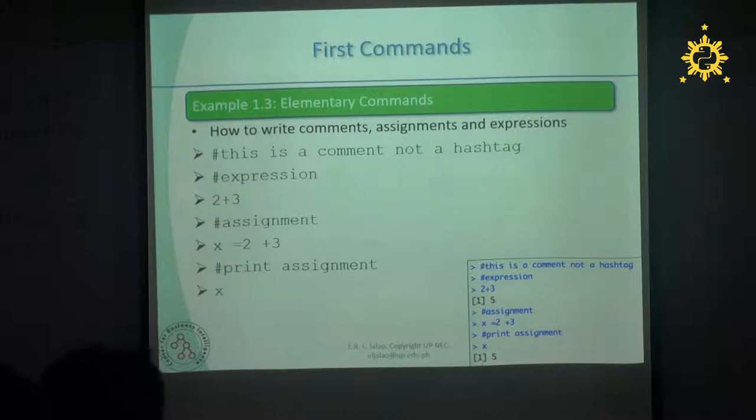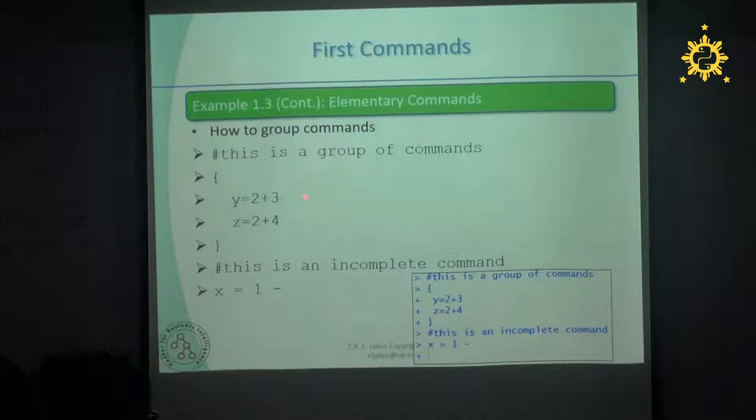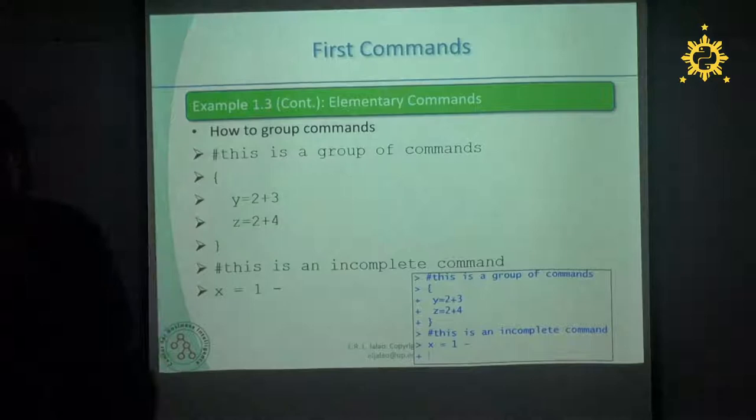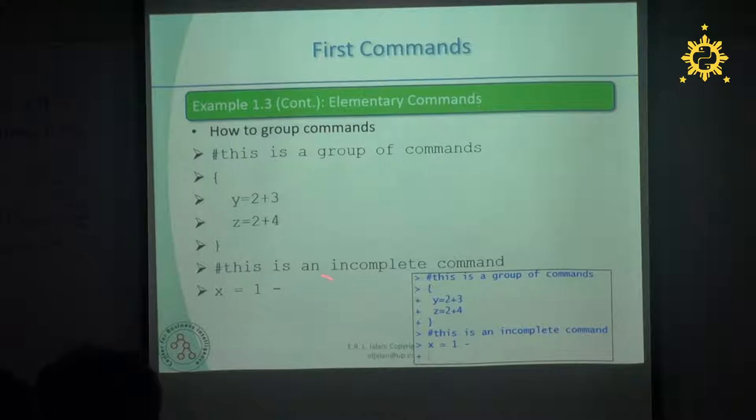So, in essence, you can also group the commands using curly braces. And this is an example of an incomplete command. So, dito, x minus equals 1 minus, so parang siyang paasa. It's an incomplete command. It means that it will not be executed, because hahanapin ni R ang command na syntactically complete. So hindi siya mag-error, maghihintay lang siya ng input until makompleto niya yung expression na ito. Okay?